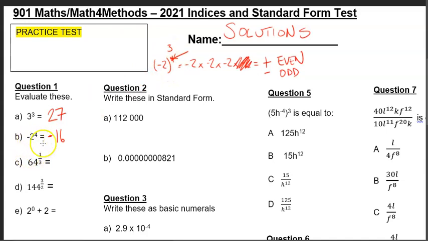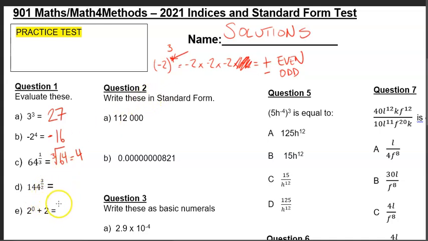If it's not inside of a bracket, it's just going to be a negative, and then you just go ahead and work out what 2 to the power 4 is. C is 64 to the power of 1/3, which can also be written as the cube root of 64. In this case, we're trying to find out what number, when multiplied by itself 3 times, will give me 64. 4 times 4 times 4. So my answer, 64 to the power of 1/3, is 4, because 4 times 4 times 4 gives me 64.